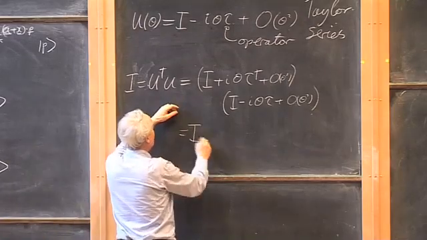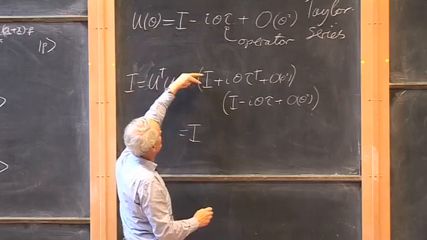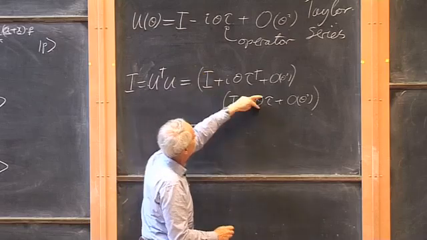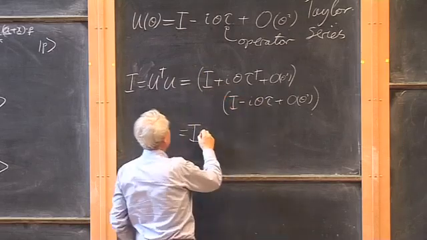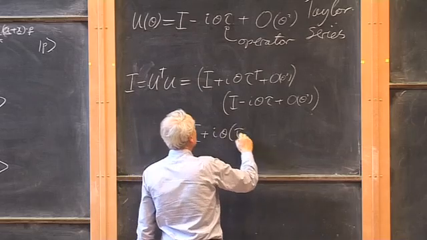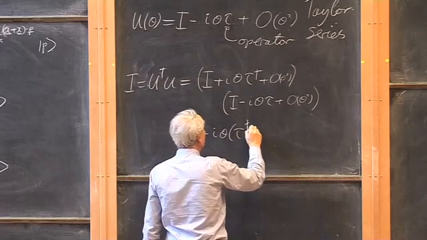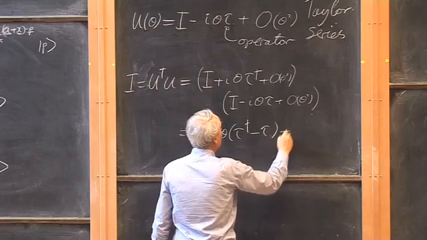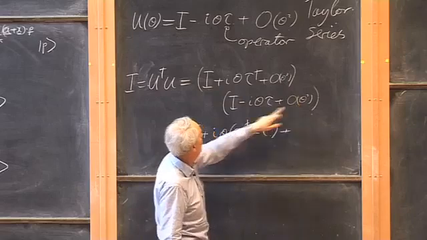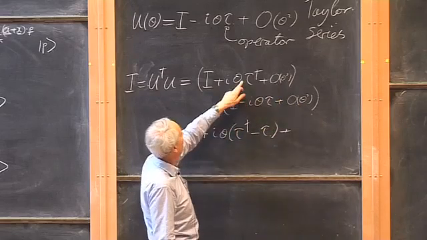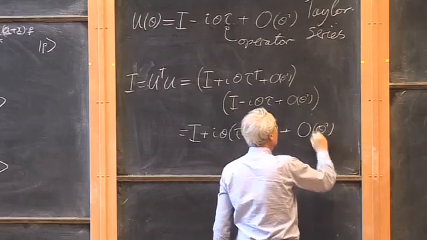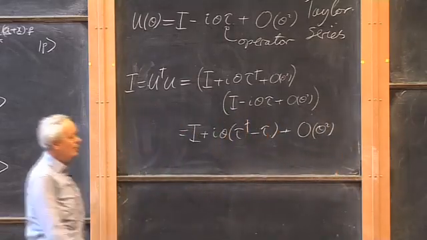This is equal to, so what do we have? We have the lowest order term, this on this. Then there are first order terms, which you get from this on this and this on this. So we're going to have plus i theta (tau dagger minus tau). And then we will have terms like this on this, which will be order theta squared, this on this, order theta squared, and this on this, order theta squared. So plus order theta squared. We've accounted for everything through linear order.